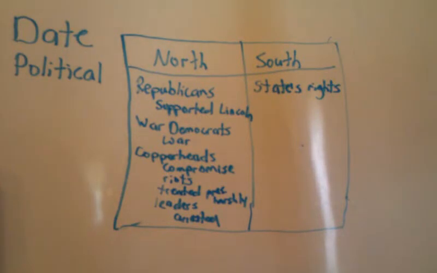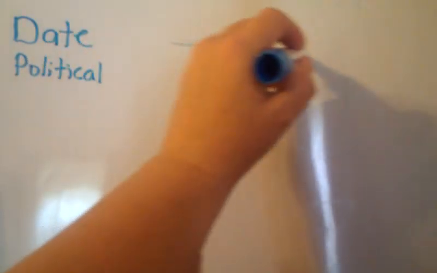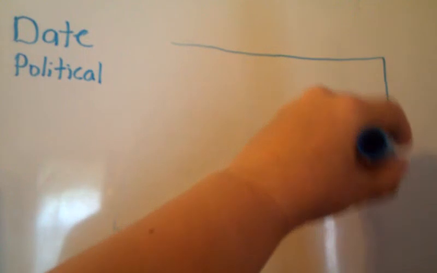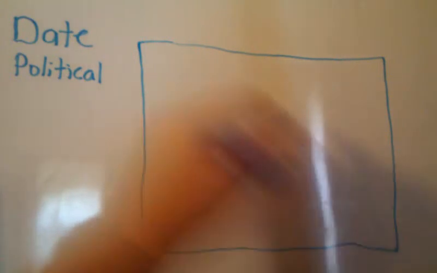Alright? Now we're going to talk about the economic effects. Alright? It said the only political problem in the South was the South wanted states' rights. They wanted to do what they wanted. They didn't want to have to support a government, which is why they seceded in the first place. And so it was still causing problems.